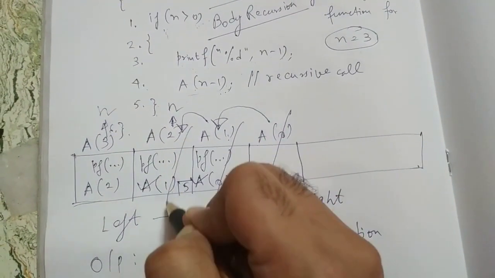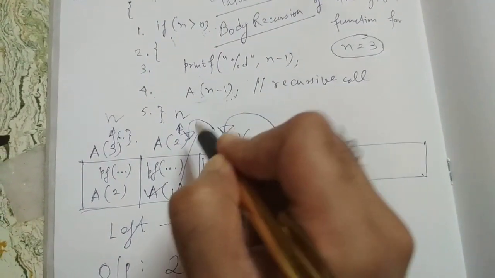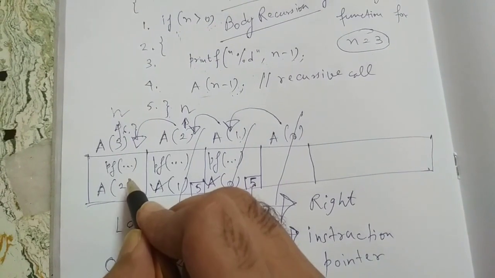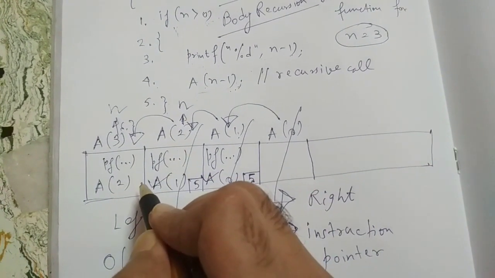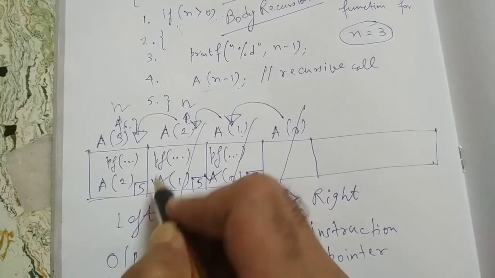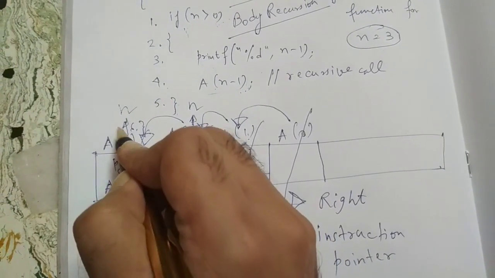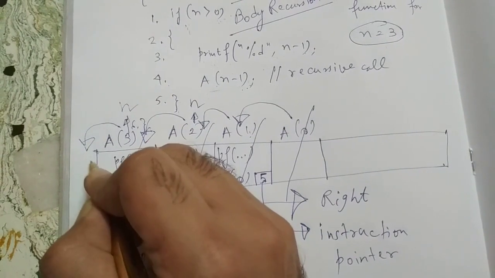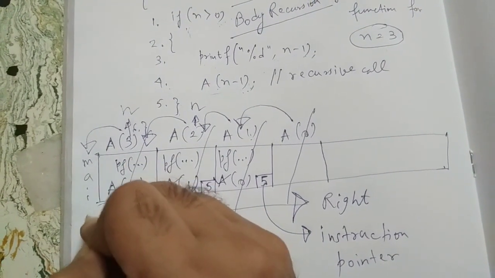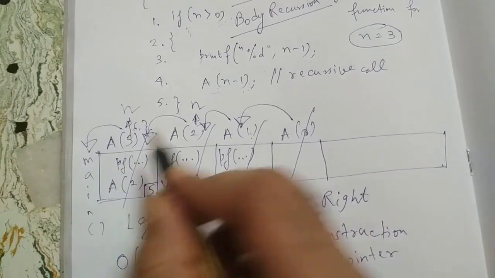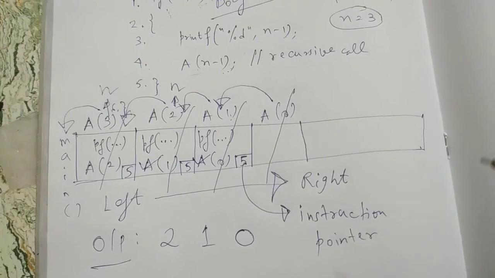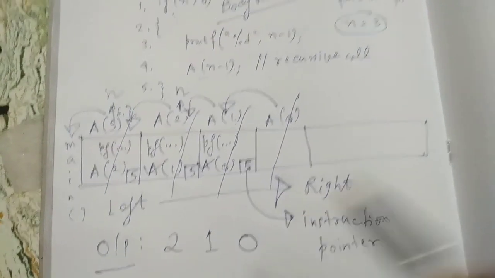As a result, A of 2 will now return control to A of 3. Why will it return control to A of 3? Because A of 3 made a call to A of 2. And now A of 2 will look at its instruction pointer, which is again 5, and will finally return control to whoever called it. So it's safe to assume that it was the main method. It was the main method which made a call to A of 3. And now A of 3 returns the control to main, and the final output that you get is 210.